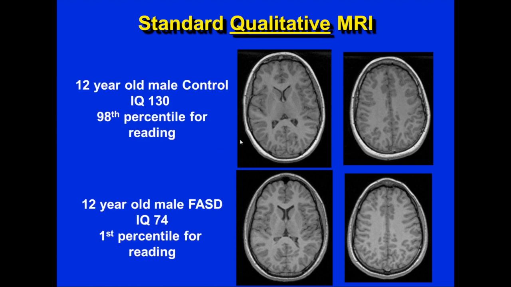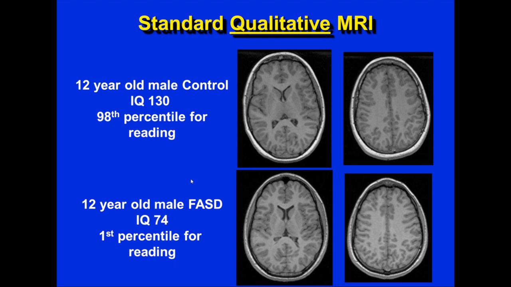In fact, the top one is a 12-year-old male control with an IQ of 130. 100 would be average. And he is at the 98th percentile for reading, so an excellent reader. The bottom images are from an FASD subject who has an IQ of 74 and is in the first percentile for reading, has great difficulty in reading. Okay. Now, these images look pretty much the same, yet we know that their performance is not.